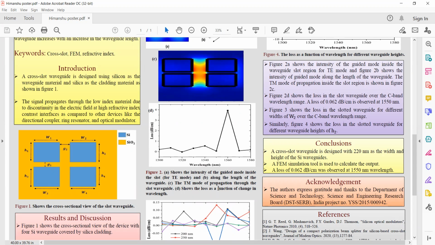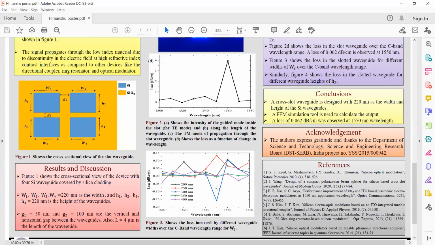Here, W1, W2, W3, and W4 are the widths of the waveguides, which is equal to 220 nanometer. And H1, H2, H3, H4 are the heights of the waveguides, which is equal to 220 nanometer. And G1 and G2 are the vertical and the horizontal gap between the silicon waveguides, where G1 is equal to 50 nanometer and G2 equals to 100 nanometer.